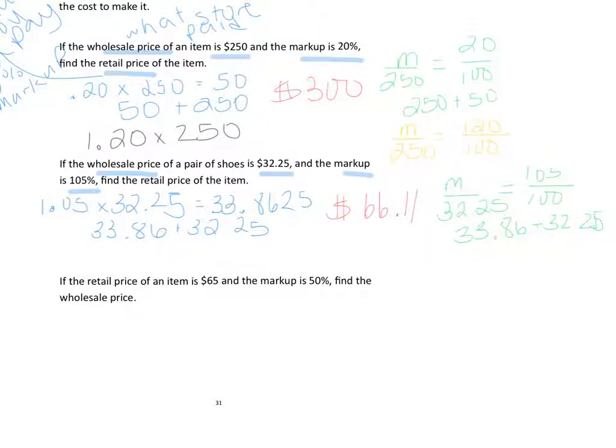If we don't like doing all of that, those two-step parts, we can combine it into one. If I can buy it for 100%, and then I'm going to mark it up 105%, in actuality, I am selling it for 205% of the cost. Okay? You can think of it as 2.05 times 32.25.